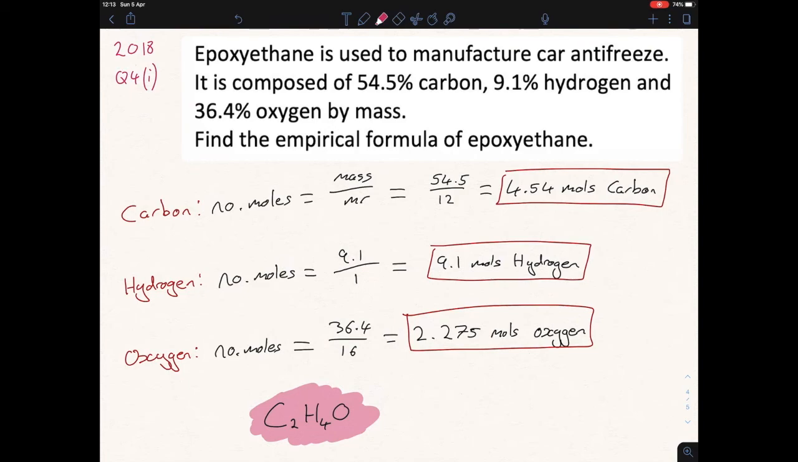Getting the number of moles, whichever is the smallest one, that's going to be our 1, and dividing that into the rest of them to find out the ratio.